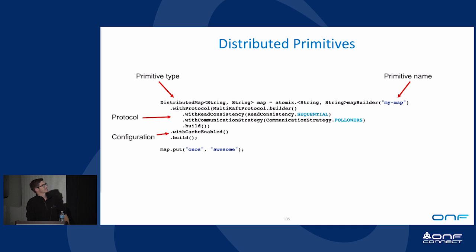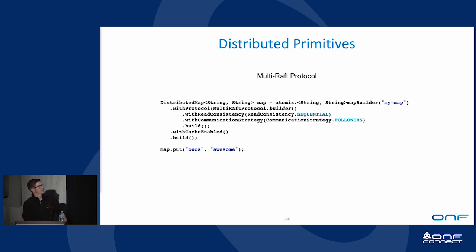And so these are the components of a primitive configuration. There's a primitive type, the primitive name, which identifies a piece of state, and 2 primitives with the same name will always reference the same piece of state, which is a replicated state machine. The protocol configuration, which defines what protocol it uses and which partition group it's stored in, and then other primitive configuration. These configurations can also be done in configuration files. And so you can make a map that uses the multi-Raft protocol, which is basically a Raft partition group, or the multi-primary protocol, which is a primary backup partition group.